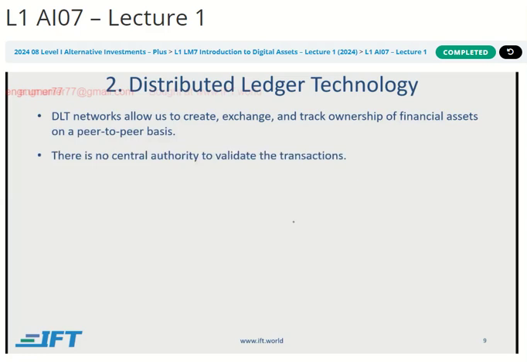Right. And so what are we saying so far is that they allow us to create, exchange, and track ownership of assets on a peer-to-peer basis, right? And let's digest this. Creation of assets is one area. Exchanging of those created assets is there, or it can also be exchanging of other assets which are not created digitally, which could be units of real estate or pieces of companies, like shares of companies. So, and tracking the ownership.